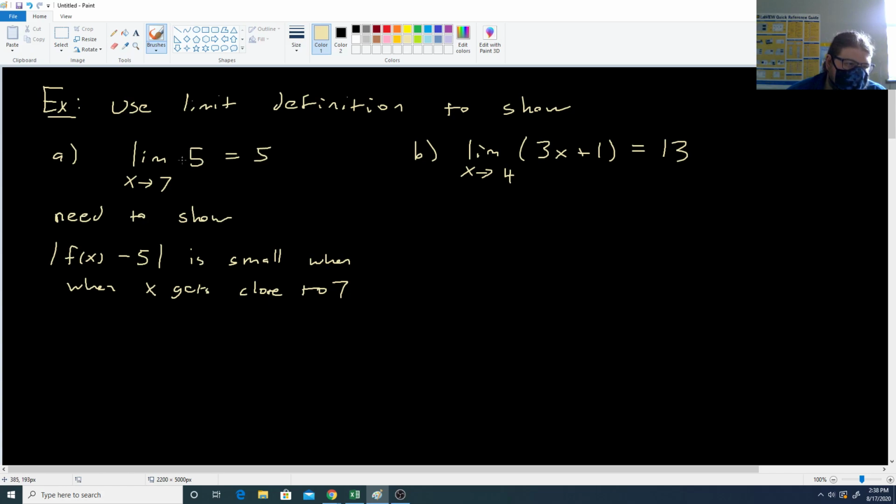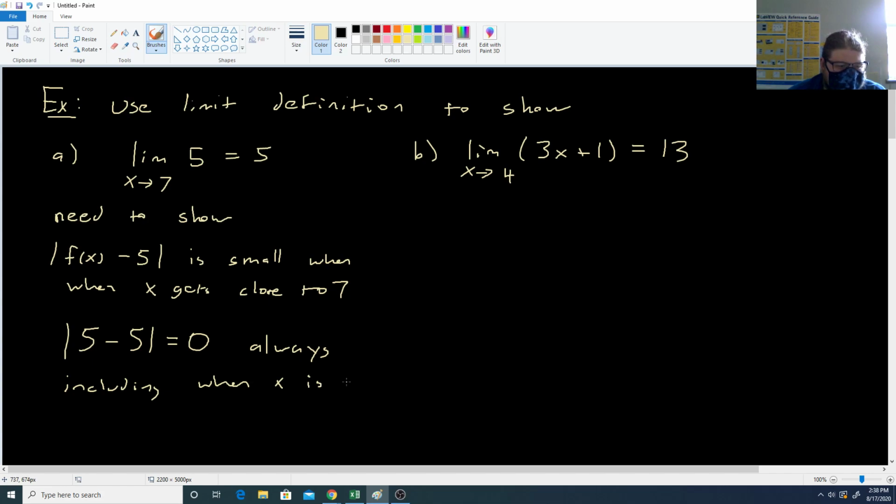Well, since we're looking at the number 5, f of x is 5 in this situation. So as f of x is 5, we get 5 minus 5 equals 0 for this whole thing. So this one we get for free. The absolute value is 0 always, including when x is close to 7.